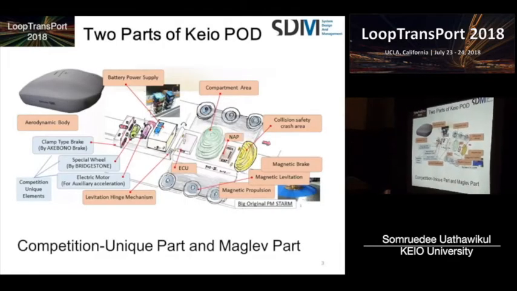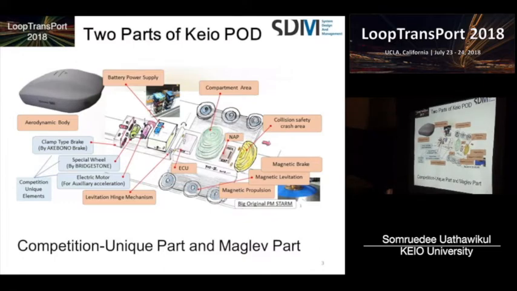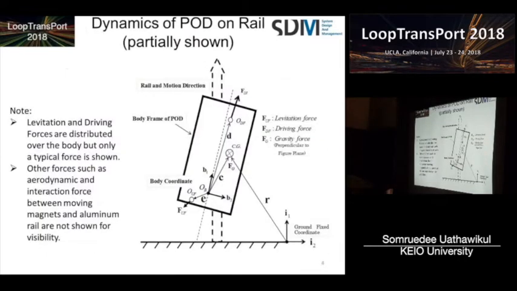In our pod we have two parts. We have the propulsion in the rear chassis, and we have levitation in the front chassis. In the front chassis, we have magnets for levitation, and we have 4 magnets for stabilization. And this is the dynamic of the pod on the rail.